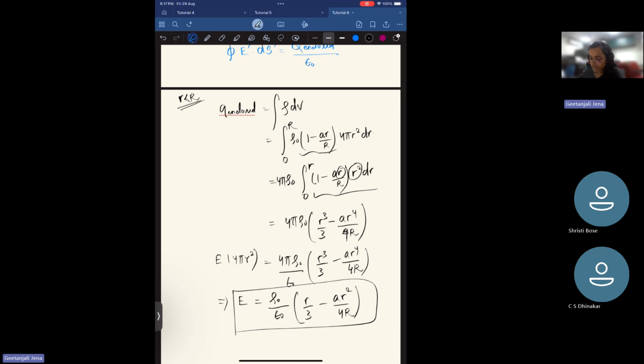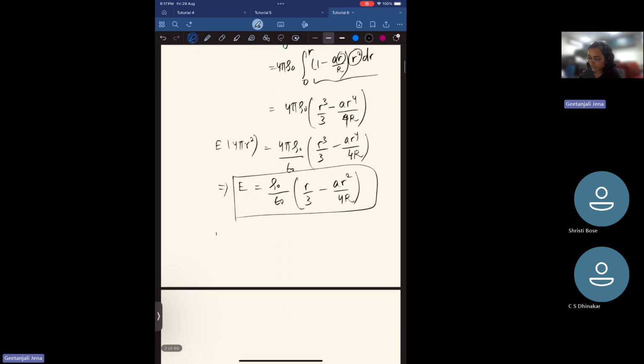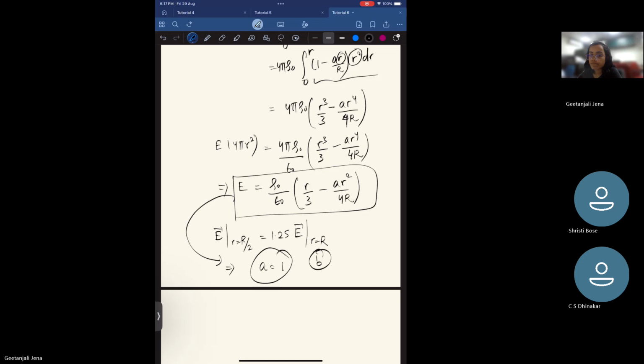So one condition is given that the electric field at R/2 is 1.25 times the electric field at r equals capital R. So you just need to put it here, and if you put it, you will get the value of A is 1. So the answer will be option B. Yes, it's correct.